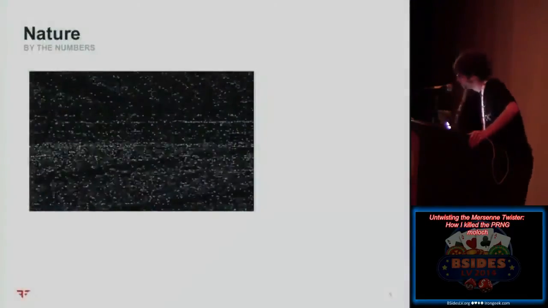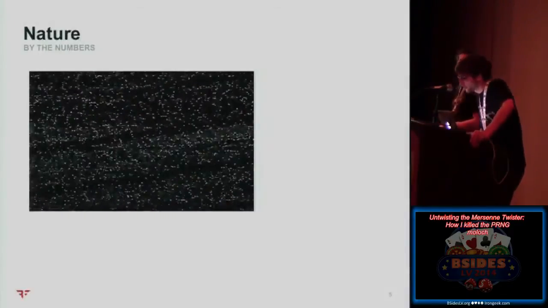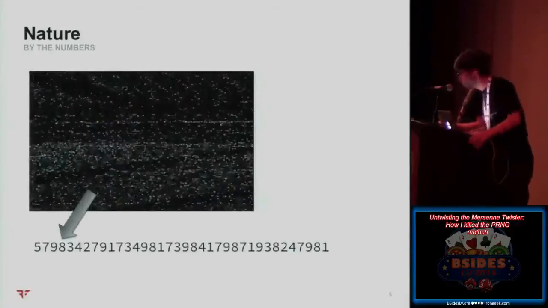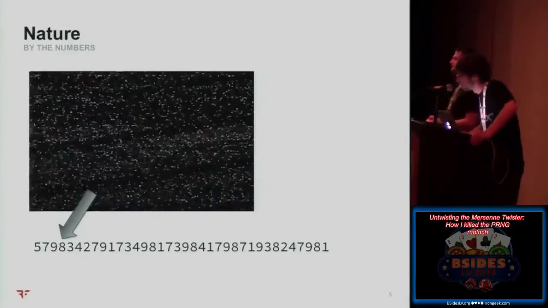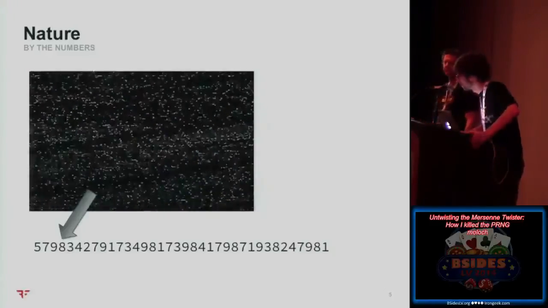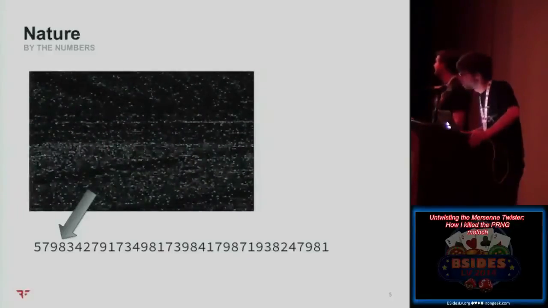So in nature, there's a lot of random sequences everywhere. Traditionally, what you'll do is something called sampling, and you'll sample this noise. For example, the static on a television is an excellent source of real randomness, truly random data. So you'll sample this to produce numbers, and then you can use these numbers for whatever you need random numbers for.